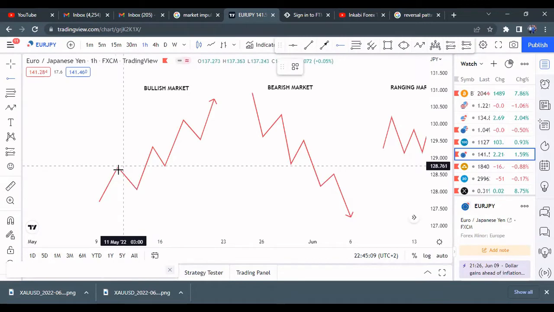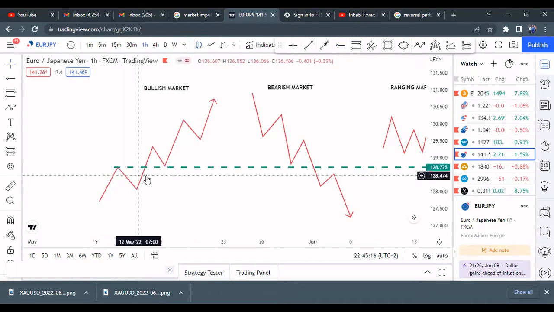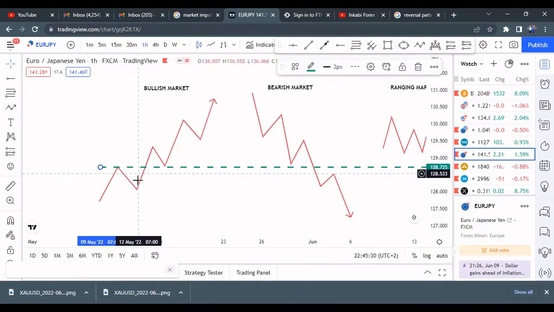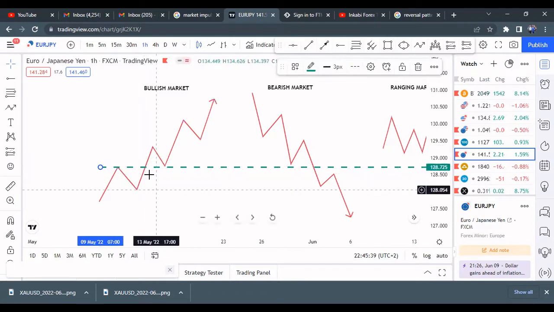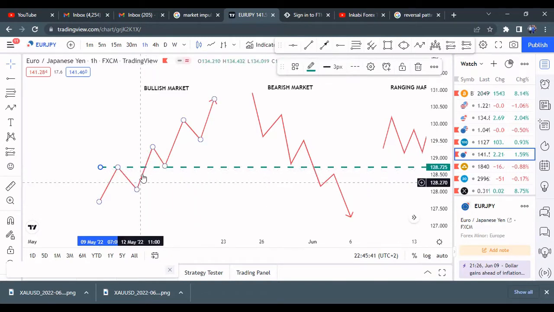So as price rises, we're going to take this one as our point where we expect a reversal. There's a possible reversal happening here, so we will call it resistance. As price rises, we expect it to be resisted at the top and then pushed down, but eventually it breaks.